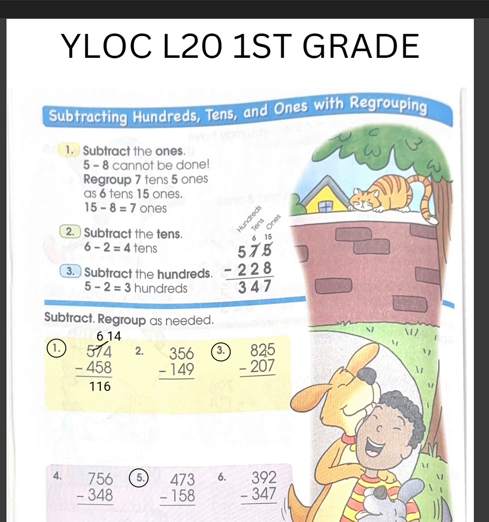Now for number 3, we have 825 minus 207. We have here 5 minus 7, which we can't do, so we're actually going to take out a 1 from the 2 here, so that 2 is going to become a 1. And then we add 10 to the 5 here, so it becomes 15. And 15 minus 7, you get 8. And then now you do 1 minus 0, where it gets just 1. And then 8 minus 2, where you get 6.